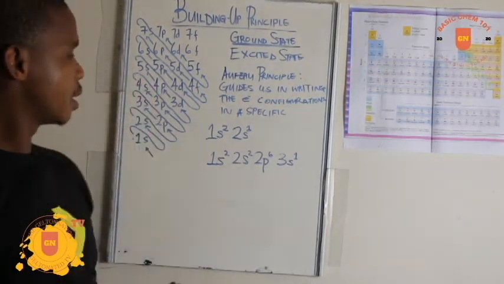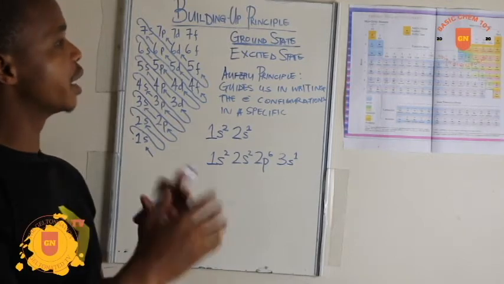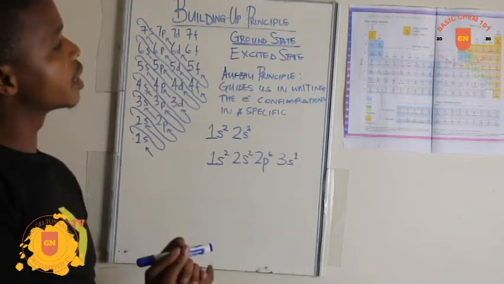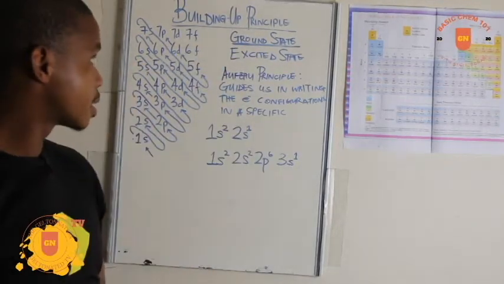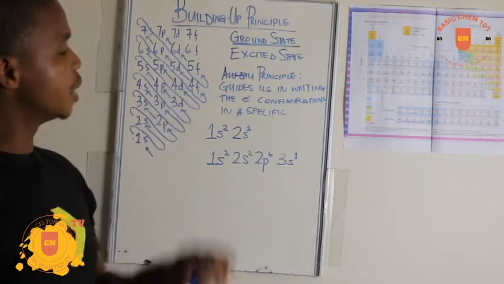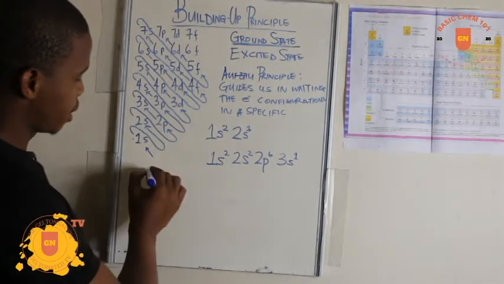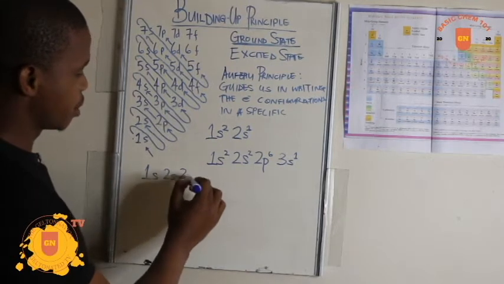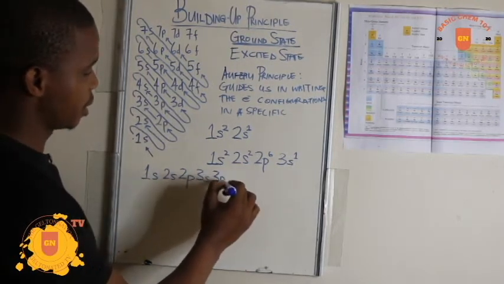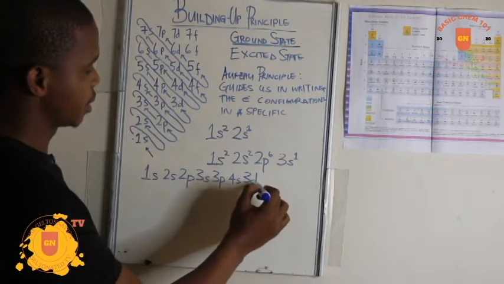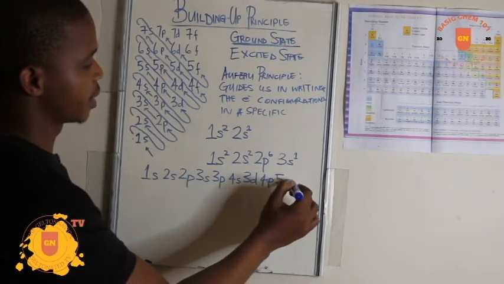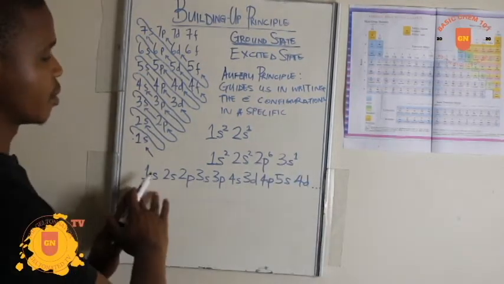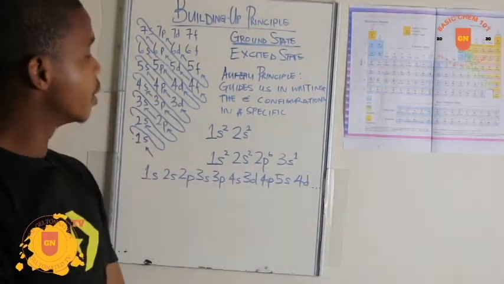So if you can make this type of diagram, you can use it to make what is called your electron configuration in a ground state according to the building up principle. So you will have to do it like this: 1s, 2s, 2p, 3s, 3p, 4s, 3d, 4p, 5s, 4d, in that order. So this is how you would fill your electrons.